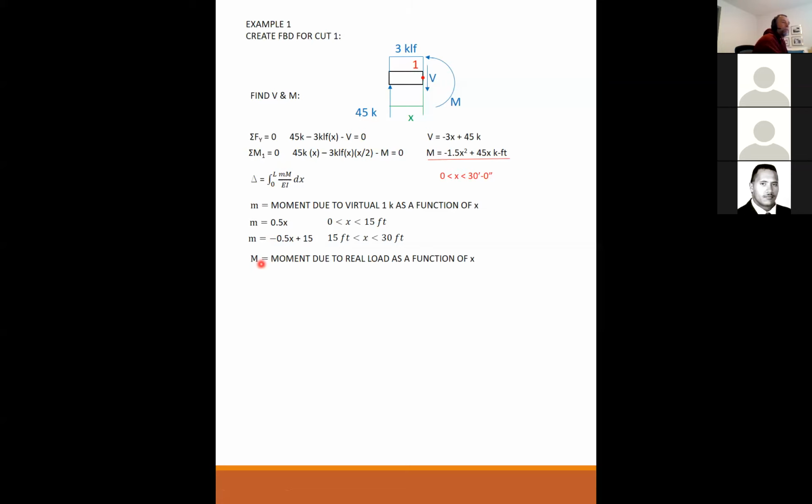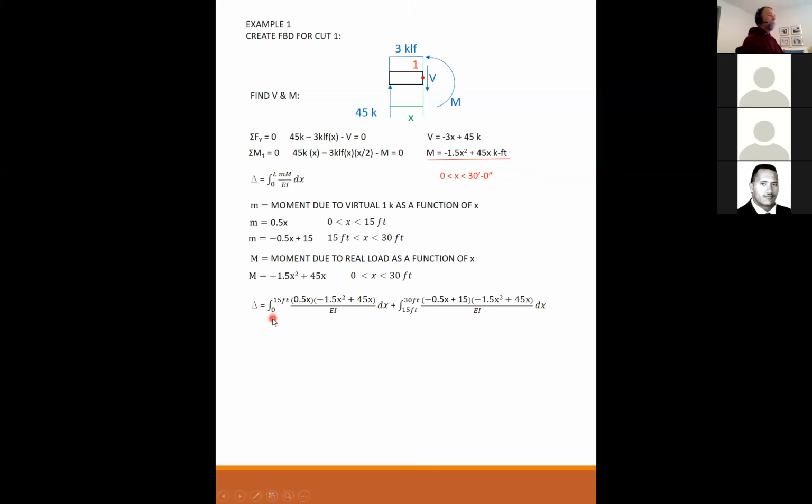Capital M, the moment due to the real load as a function of x, I don't need to separate that into two. I have one expression that's valid over the whole span, which is minus 1.5x squared plus 45x. So here is my expression. Here's my integral.